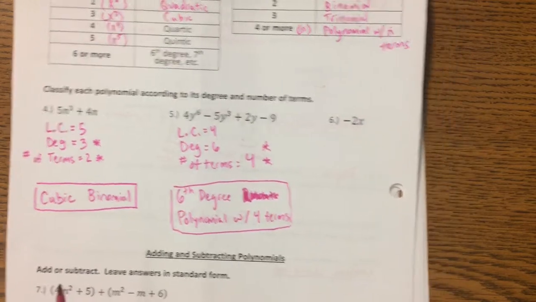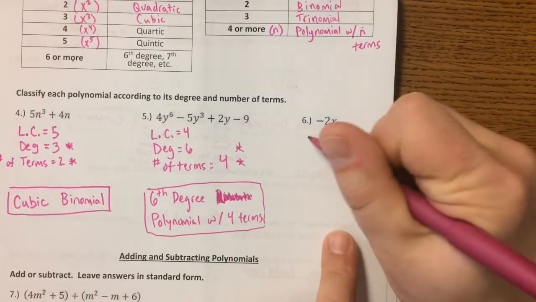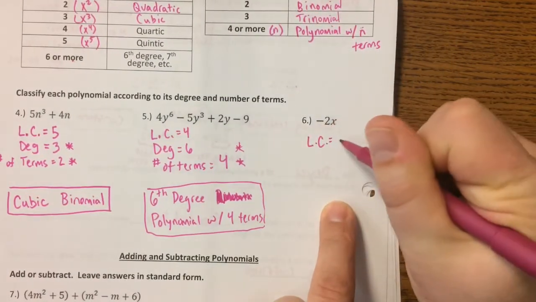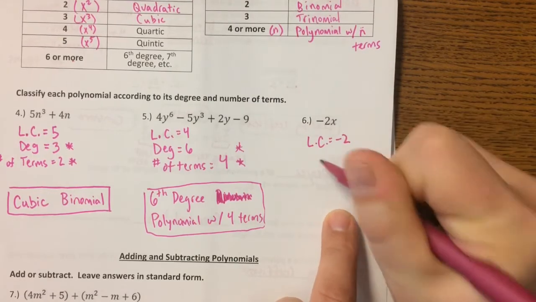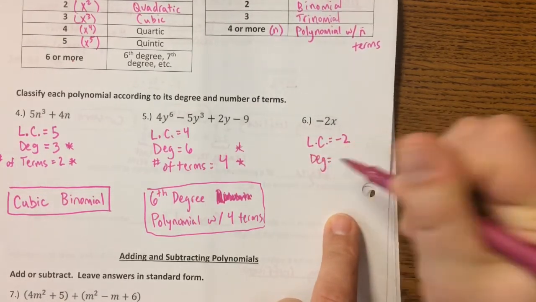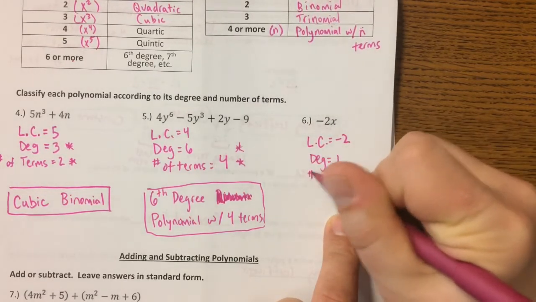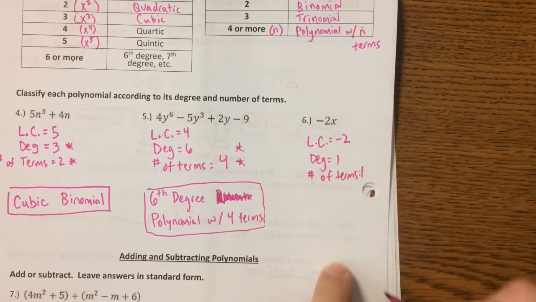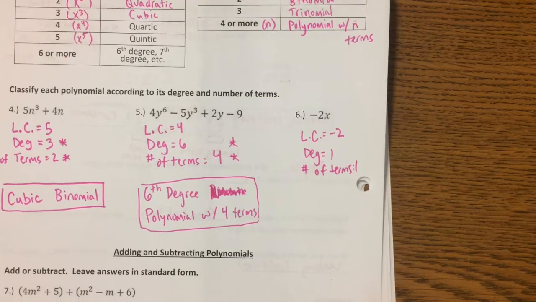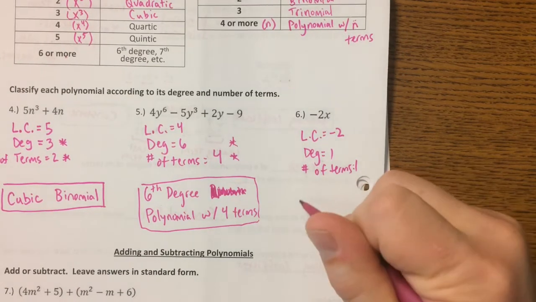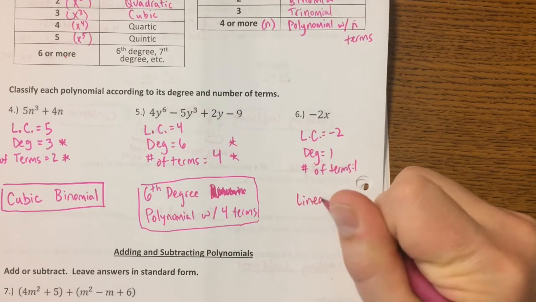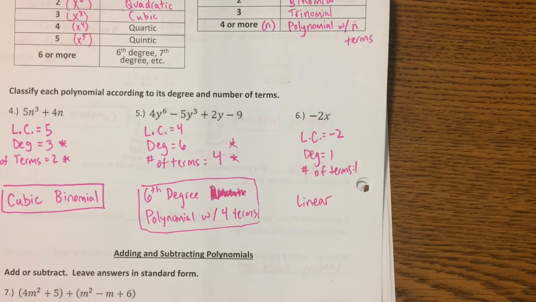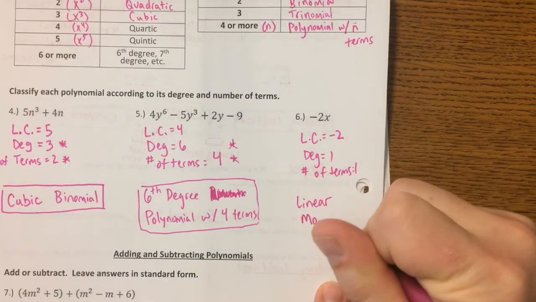All right, what about this last one? What's the leading coefficient? -2. What's the degree? 1. And the number of terms? Just 1, right? So if it's degree 1, we say it's linear. And the number of terms is just 1, so it's a linear monomial.